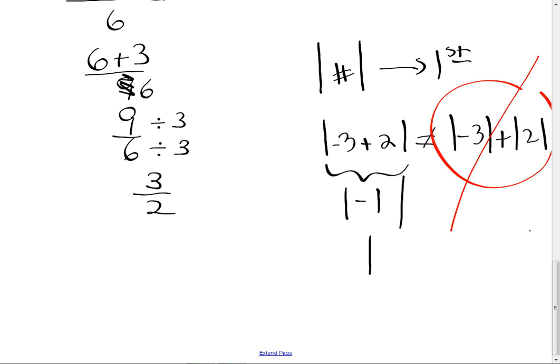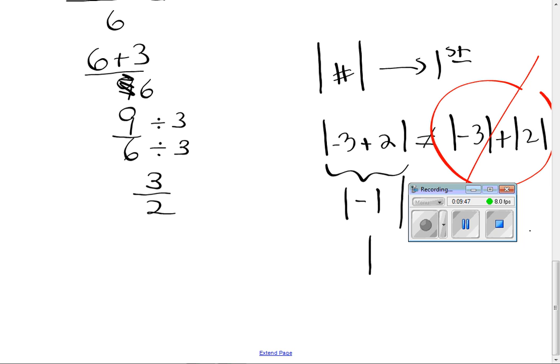Tomorrow, it's important that you do this today just to evaluate, because tomorrow we're going to solve equations involving absolute value. That is a standard for the 8th grade algebra standard. So you have to know it.